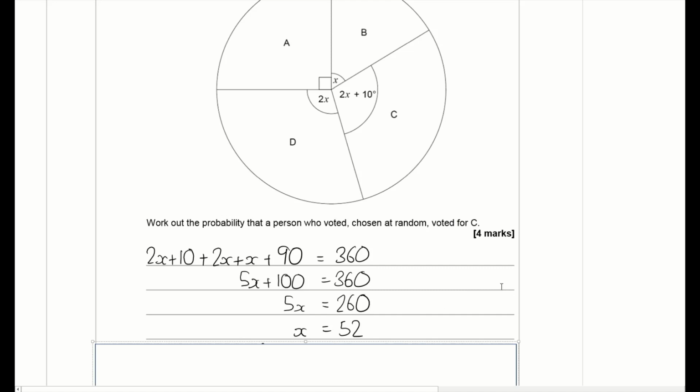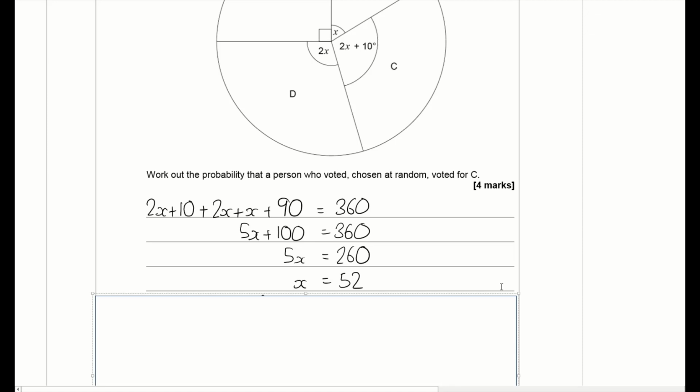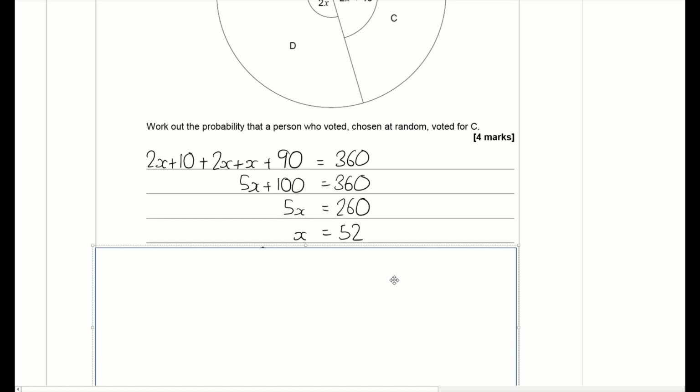If you ever have to divide by 5, just divide it by 10 and then multiply it by 2. So you can get 26 and then double it to get 52. Of course, you might already just do that mentally anyway, but it doesn't really matter. Either way, x is equal to 52.